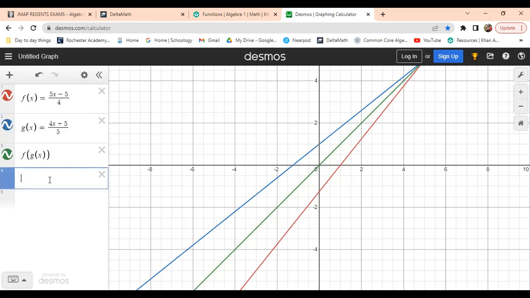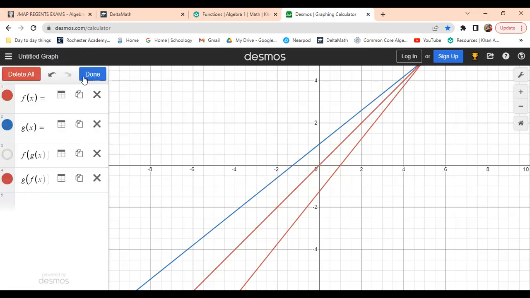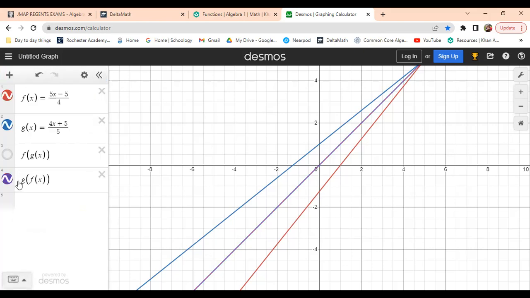Or, let me see, we can do it this way. We can do g of f of x, and that'll give you the same thing. I'm going to take this one out. So you can see, I wish I could change the color. How do I change the color? I don't know how to do that. Oh, okay, I'll make it purple. There we go. All right, so I made this purple.